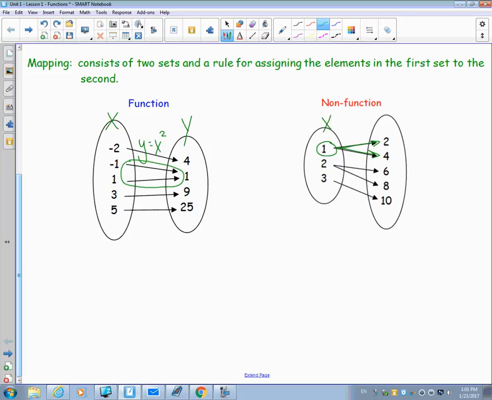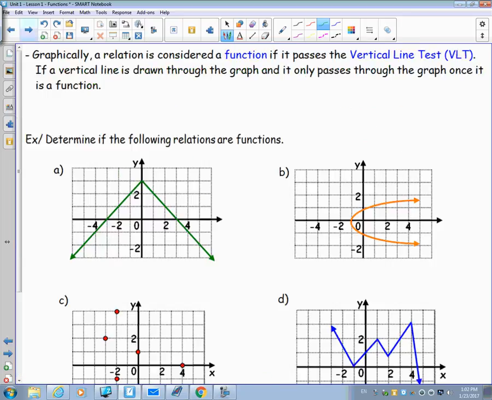So as soon as you see an x pointing at more than one value in the y diagram, you know you have a non-function. As we said, we're going to call those relations. So diagrams are pretty easy. Does it point more than one direction? A more important tool for us is a graphic decision maker.